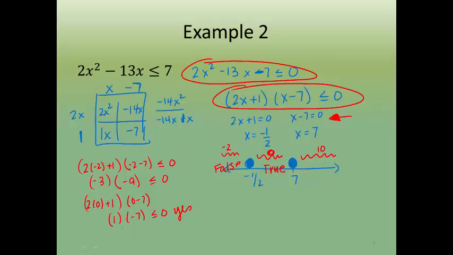And then on the other side, I'm going to test a positive 10. That's 2 times 10 plus 1, that's 21, times 10 minus 7, that is 3. And I need this to be less than 0. Well, that's not going to be less than 0 because it's going to have a positive outcome. So this is false. So I have found that the values that work are between, and solid bracket there, negative 1/2 and positive 7. And that is my solution set.